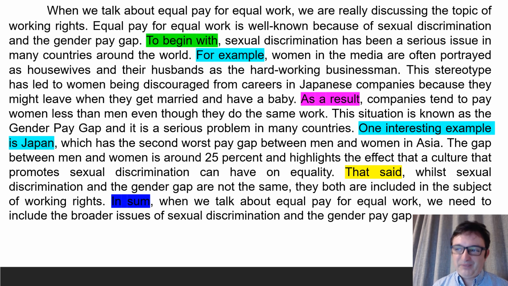That's a tough statement. That said is the next transition word. It's in yellow. That said, on the other hand, you might not agree with me, but both these topics, sexual discrimination and the gender gap, are different, but they should both be included in our discussion of working rights. And working rights is equal pay for equal work. So in conclusion, the dark blue transition word, it says, here's the end of my ideas. I repeat the same thing. When we talk about equal pay for equal work, we need to talk about sexual discrimination and the gender pay gap.